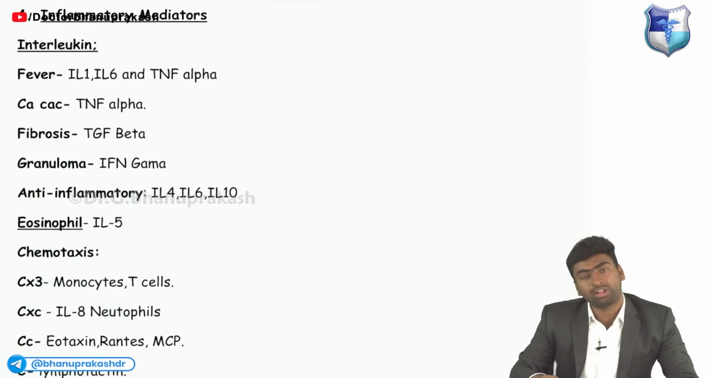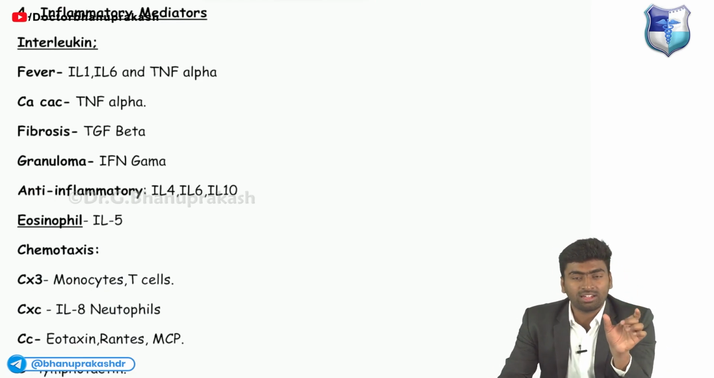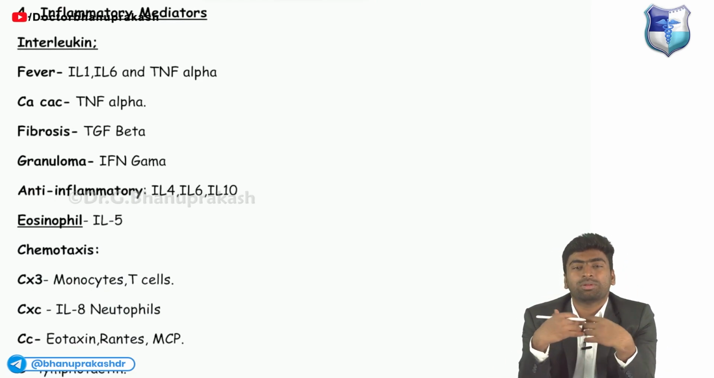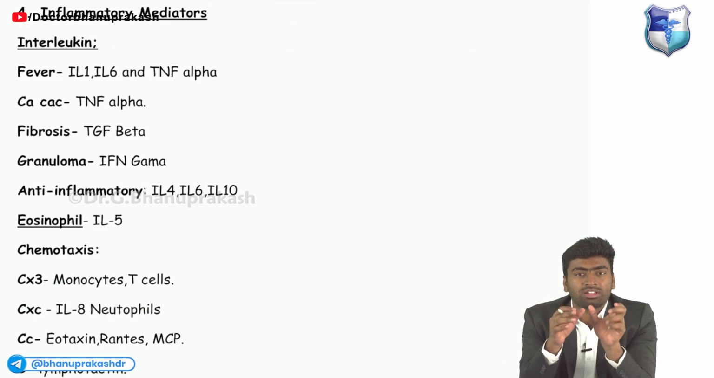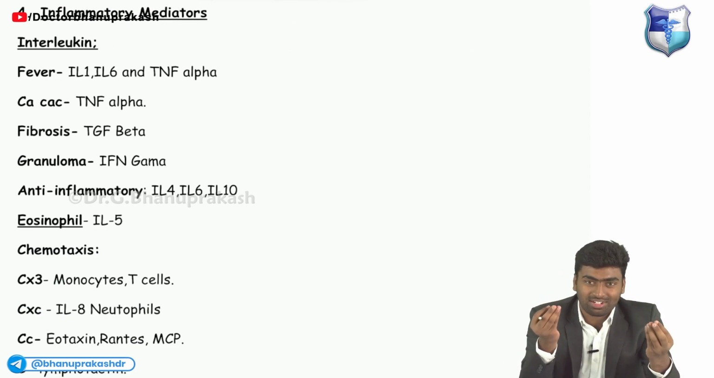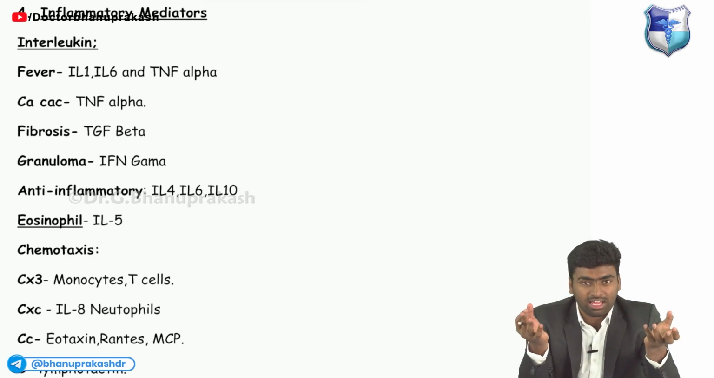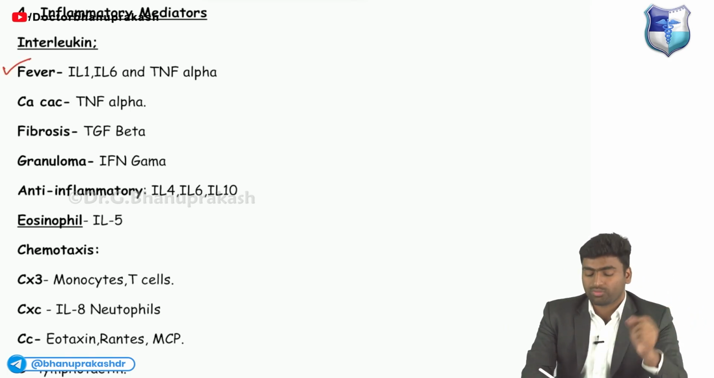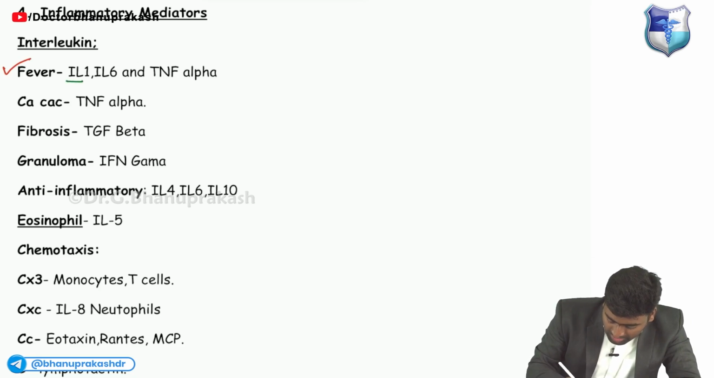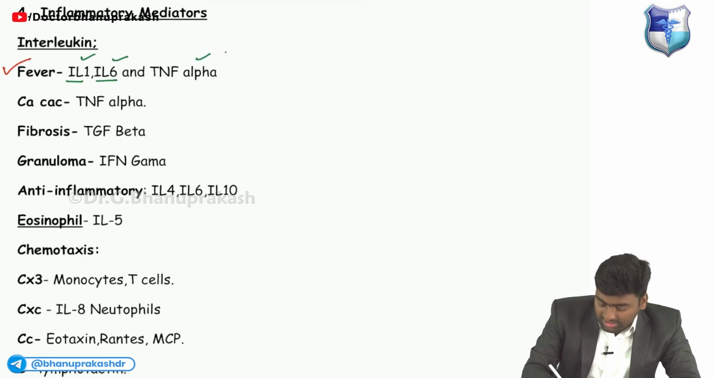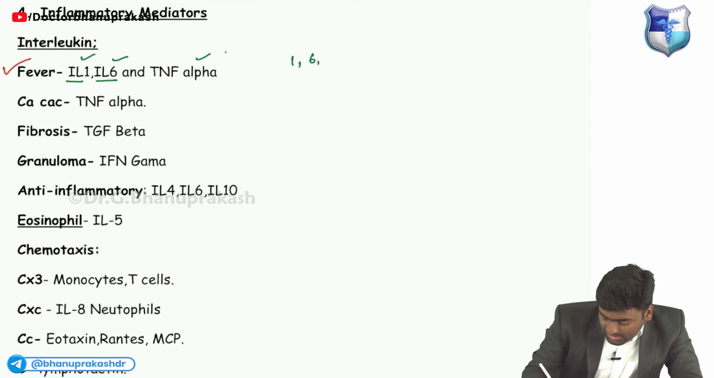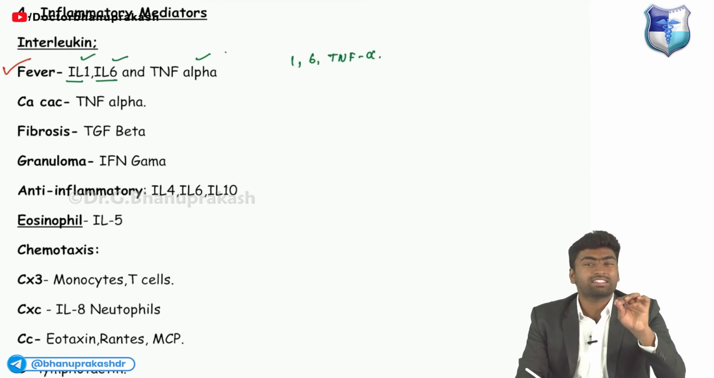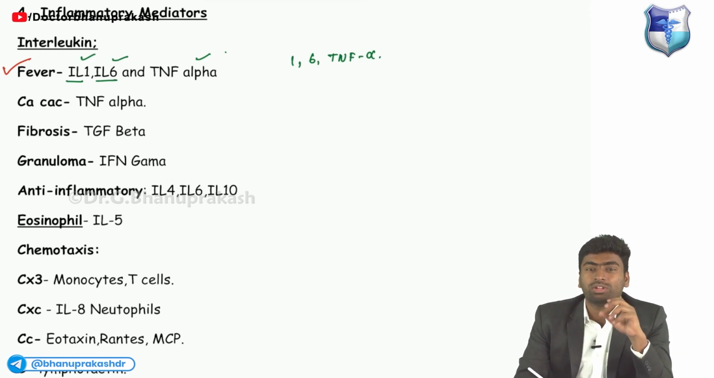Then we will see a few inflammatory mediators. Once a cell undergoes injury, it needs to be repaired. Before it is repaired, there will be a process going on which is known as inflammation. Okay, during this inflammation process, a few things will happen. Initially, there will be fever. We know this fever is due to interleukin 1, 6 and TNF alpha. So three things you need to remember: 1, 6 and TNF alpha. They are responsible for fever during inflammation.